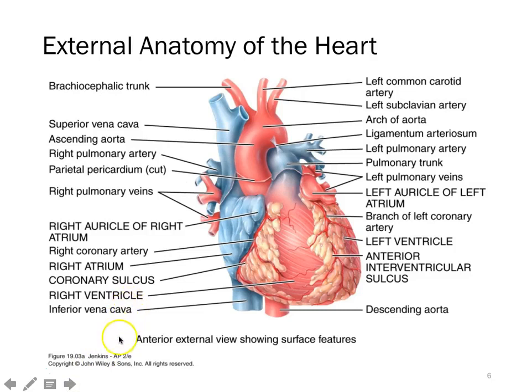All right, let's just take a quick look at some of the external anatomy of the heart. You'll be covering the majority of this in lab. But some of the things that we'll see right away, they put in nice big bold letters, is a right auricle of the right atrium.